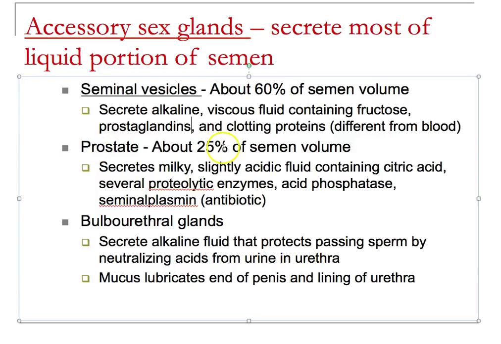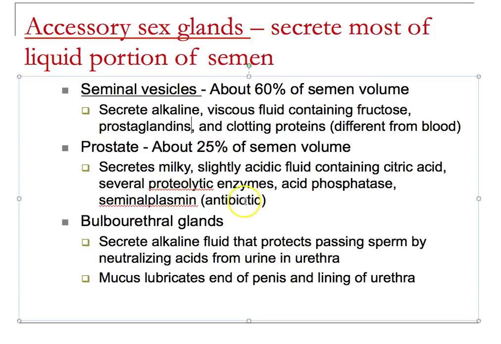The prostate makes 25% of the semen volume, okay? And you're going to see here that it's milky, slightly acidic, containing citric acid and fructose. There's a different energy source. Citric acid goes right into the Krebs cycle, which allows us to begin utilizing energy. Many proteolytic enzymes here, which means we're going to have materials that can allow not only for the breakdown of the clotting here, but also materials that can be encountered inside the female reproductive tract.